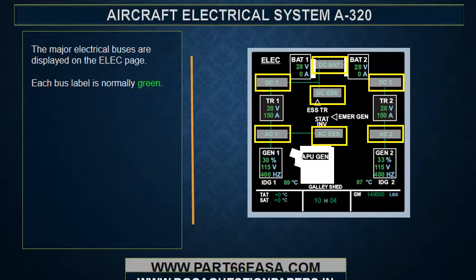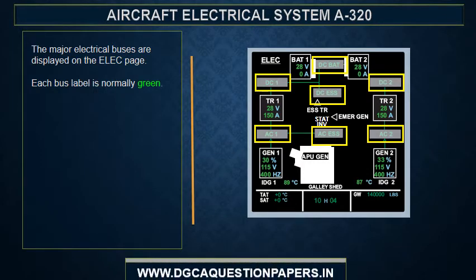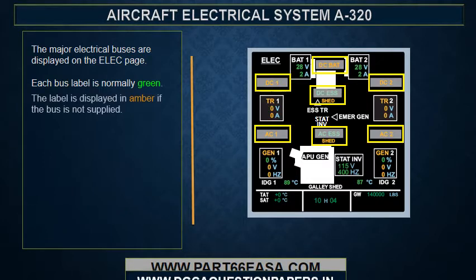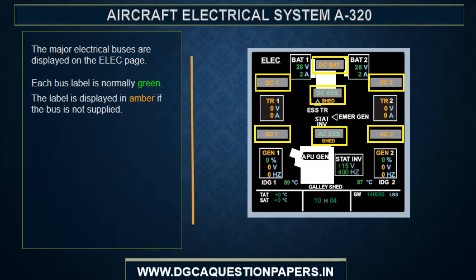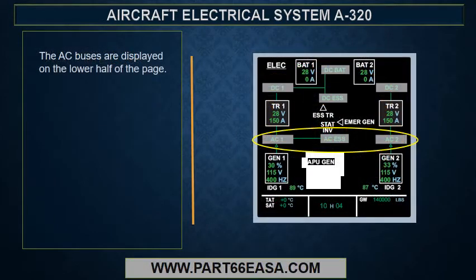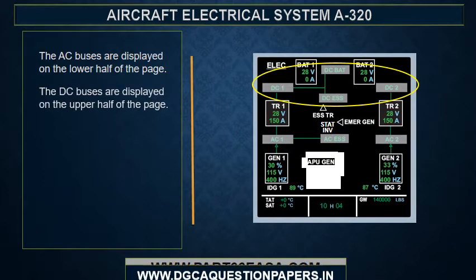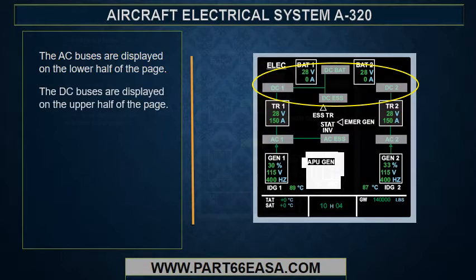The major electrical buses are displayed on the electrical page. Each bus label is normally green. The label is displayed in amber if the bus is not supplied. The AC buses are displayed on the lower half of the page. The DC buses are displayed on the upper half of the page.